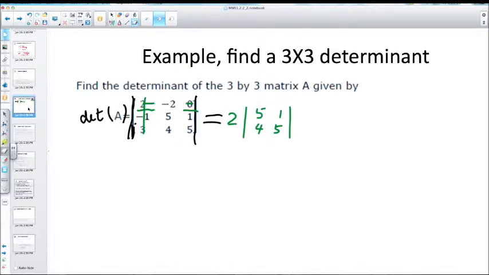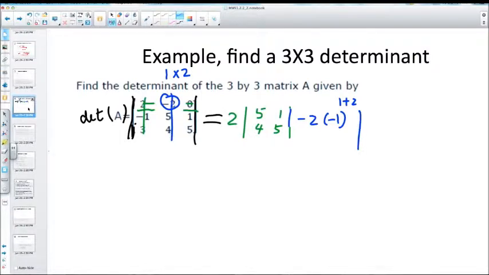Now pick up the second one, with this negative 2. But you need to multiply by another negative 1 to the 1 plus 2. Why? Because this position is the first row and second column. That's where the 1 plus 2 comes from. Do the same thing. Take away this row, this column, and what you have is negative 1, 3, 1, 5.